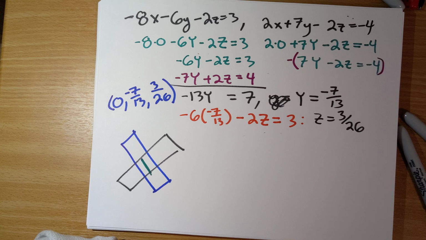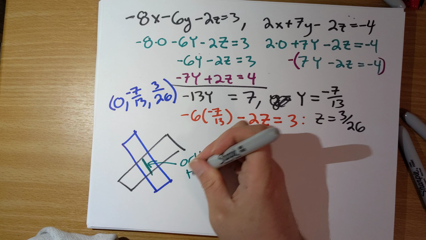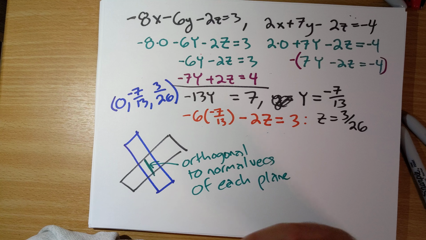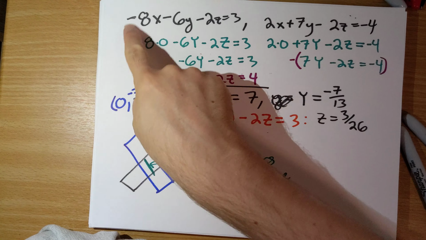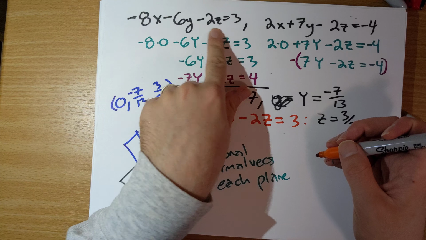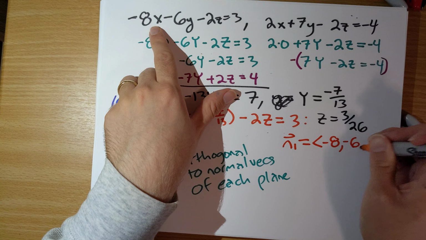Well, this line has to be orthogonal to the normal vectors of each plane. Each of these planes has a normal vector associated with it, and we can read off those normal vectors just from the equation, using the coefficients of x, y, and z. The normal vector for the first plane is negative 8, negative 6, negative 2. The normal vector for the second plane is 2, 7, negative 2.